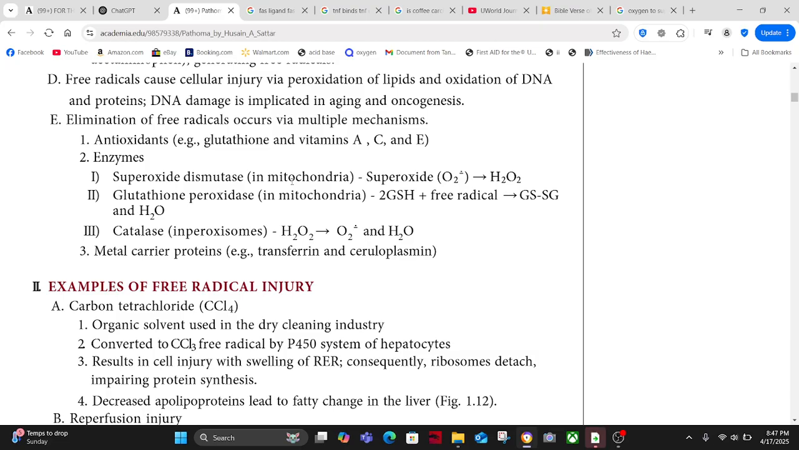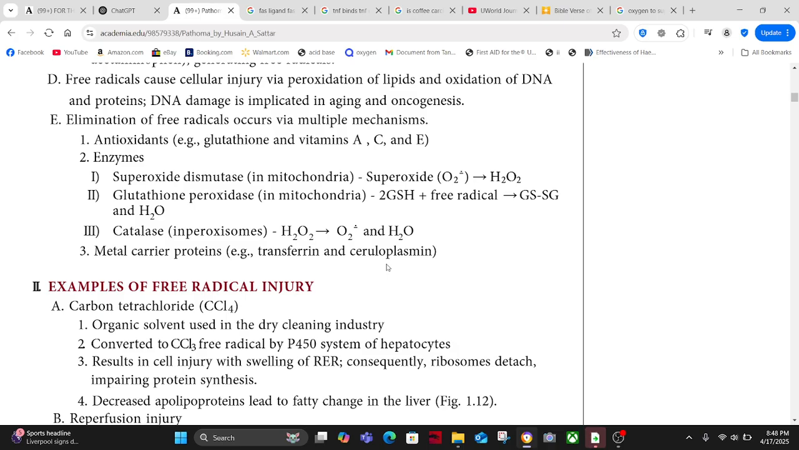So one thing you have to know is that free radicals cause cell injury by peroxidation of lipids and oxidation of DNA and proteins. The body gets rid of free radicals by antioxidants, like vitamin A, C, and E. Metal carrier proteins, transferrin and ceruloplasmin, hide away metal, so free radicals are not generated.